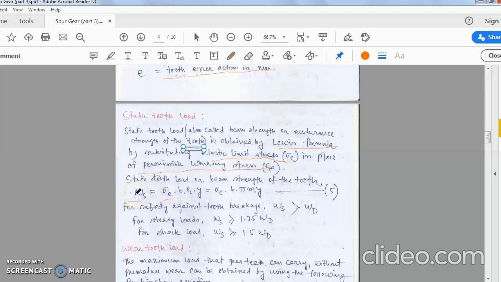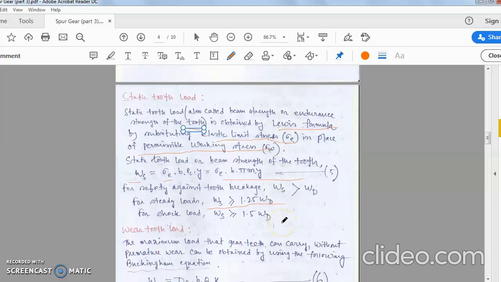As soon as you remember the WT, you can also remember the value of WS. So this is the expression for WS, static load. And remember one thing, that static load must be always greater than the dynamic load. So for steady conditions, WS shall be greater than or equal to 1.25 of WD. For shock condition, WS shall be greater than or equal to 1.5 of WD.